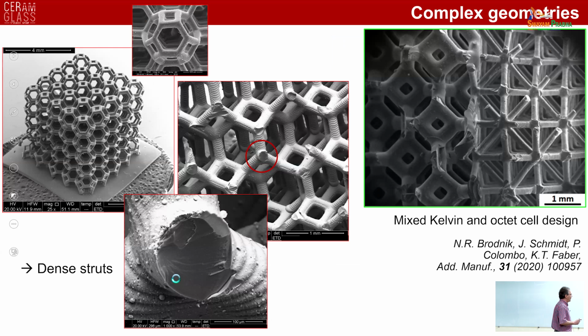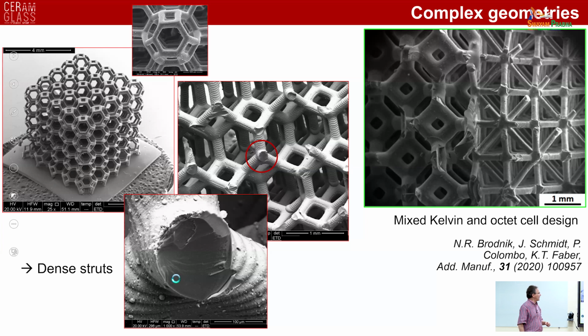Another non-trivial but interesting fact is that indeed you obtain dense struts. We started from a green component that was a mixture of a volatile photopolymer and a high ceramic yield preceramic polymer. The volatile polymer is decomposed, but the preceramic polymer is capable of then forming a dense structure after the process, and this is non-trivial.